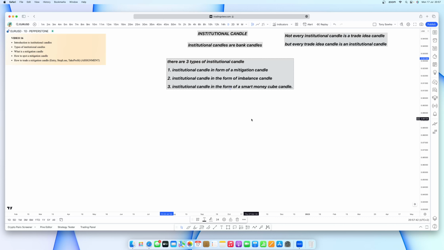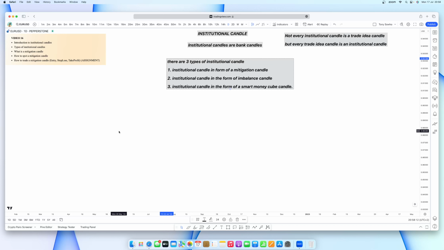So these are the types of institutional candle. I don't know if there is a fourth one. I've not heard of it. Maybe somebody somewhere has come up with a fourth type, but this is how I learned it from my mentors, and this is how I'm passing it on to you, my mentees. That takes us to the next subtopic.